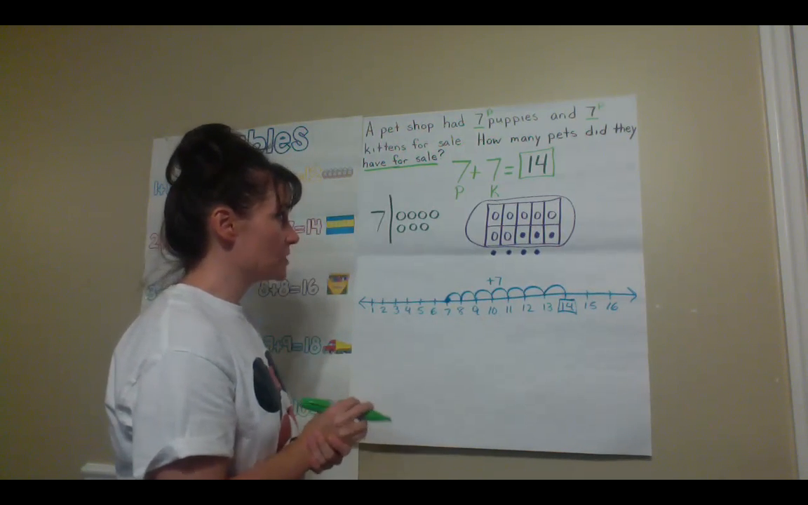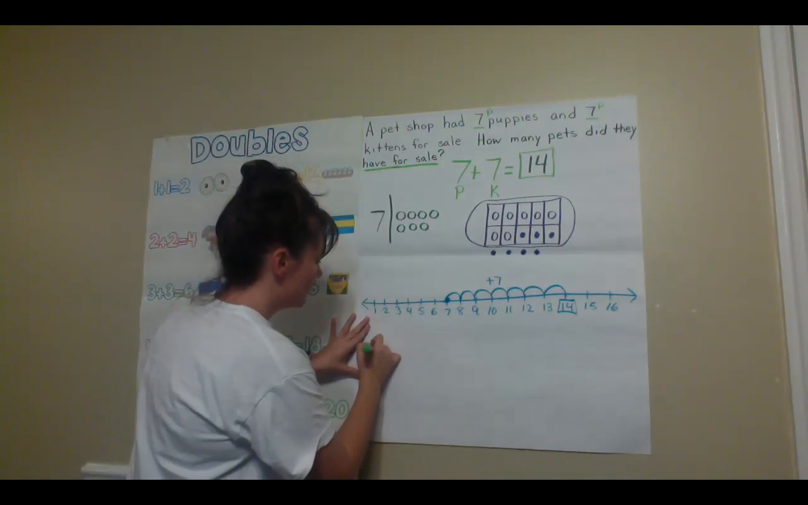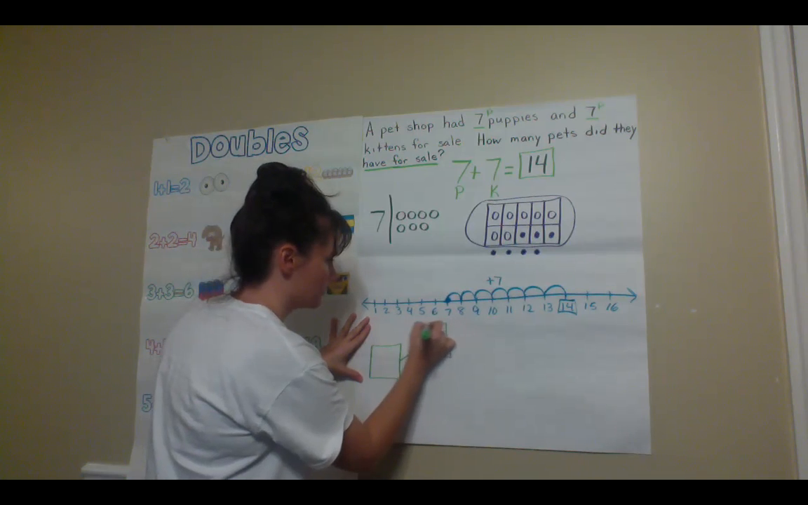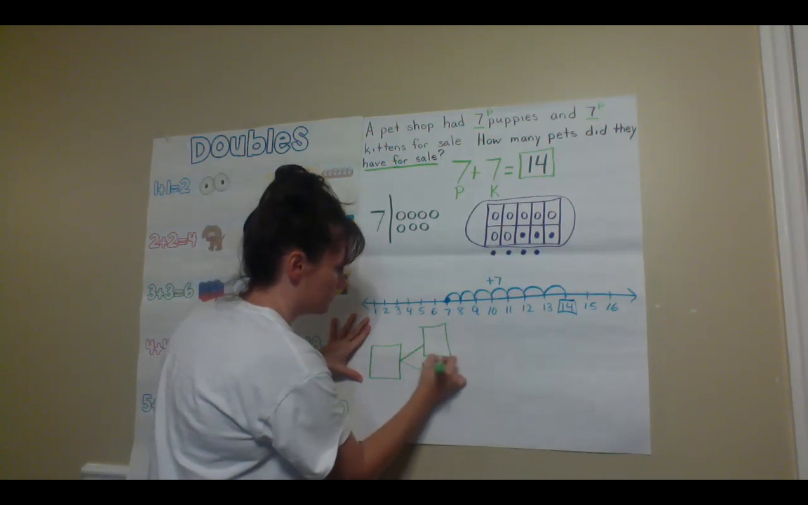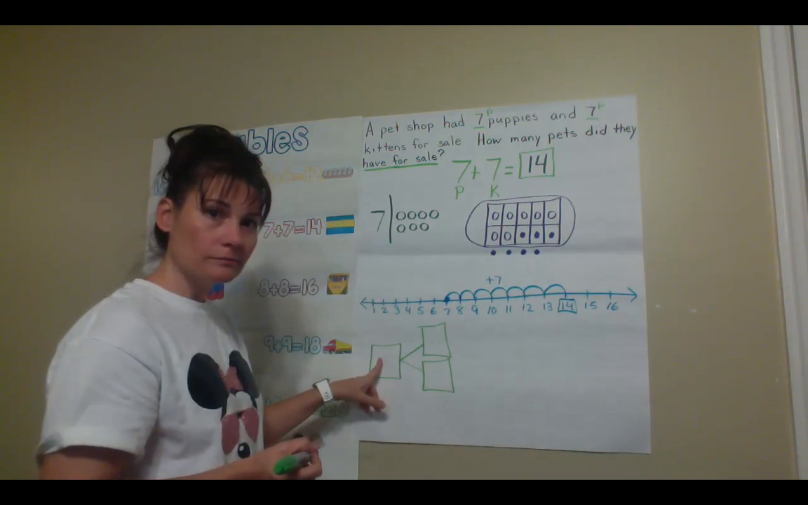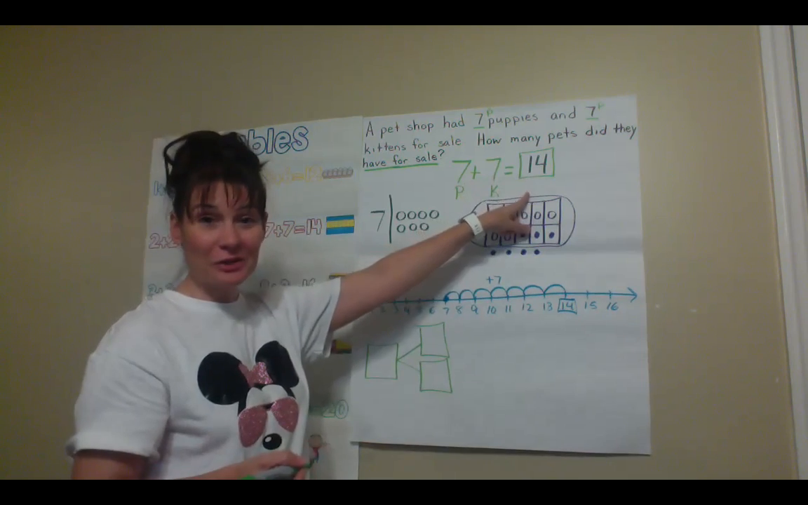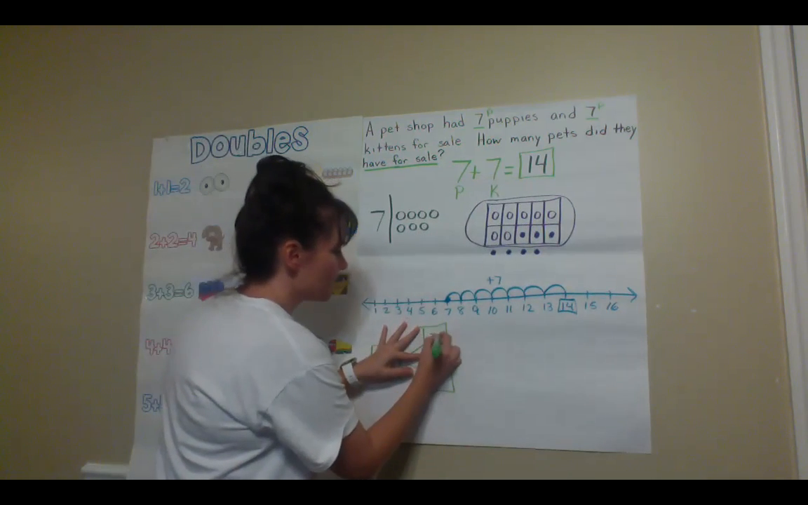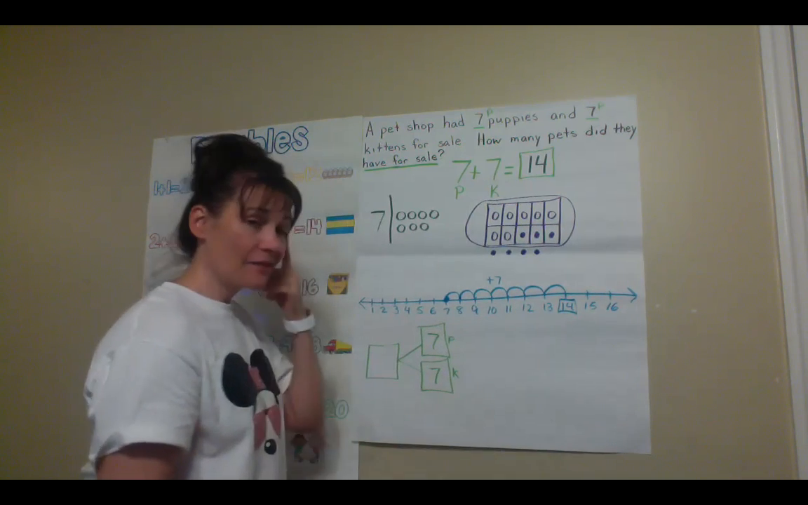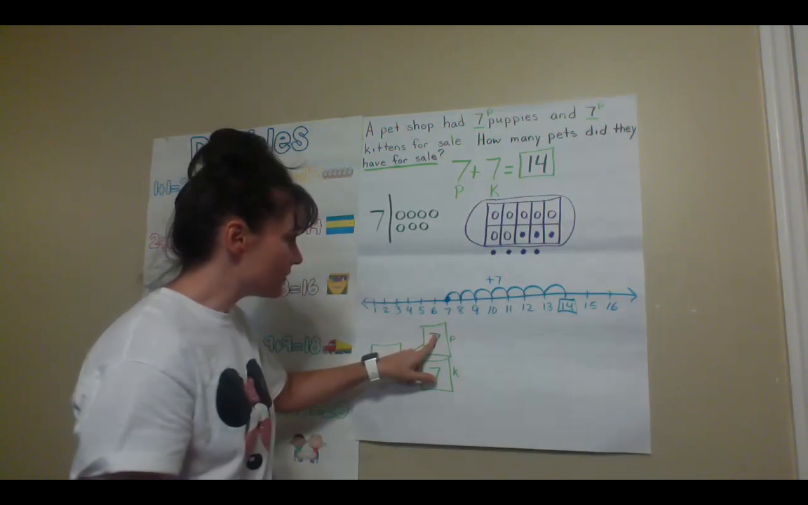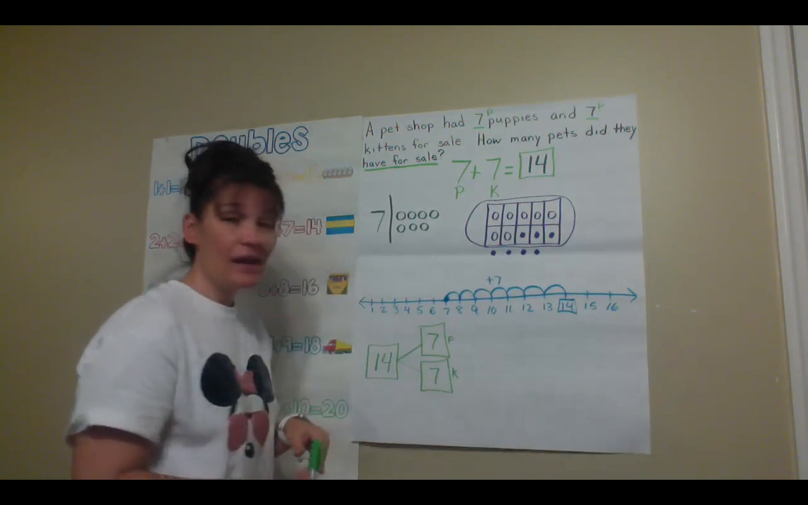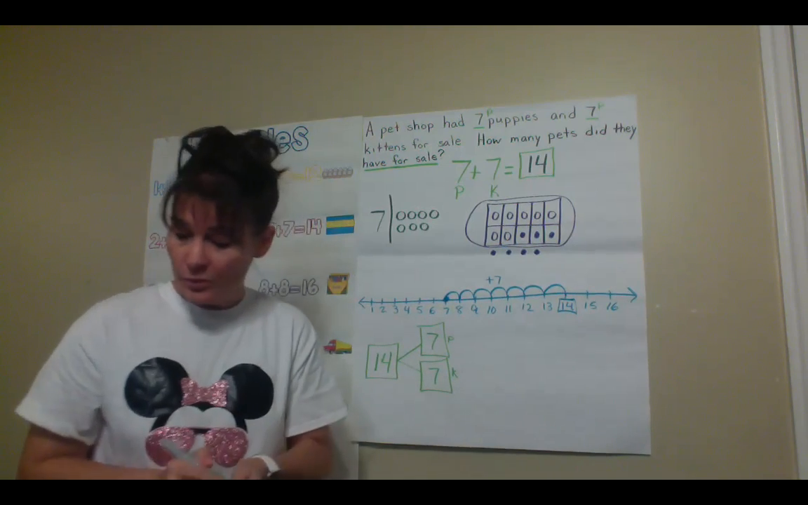Another strategy that was great for this could have been a number bond. Do I know the whole? No, that's what I was trying to figure out. So I know these were 7 puppies, and these were 7 kittens. And if I know my doubles facts, then 7 and 7 make 14. That's the same thing with a part-part whole.